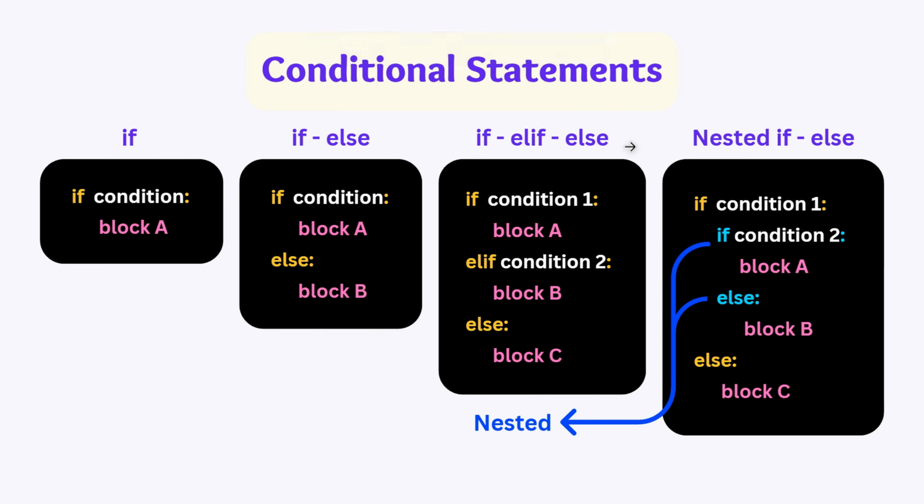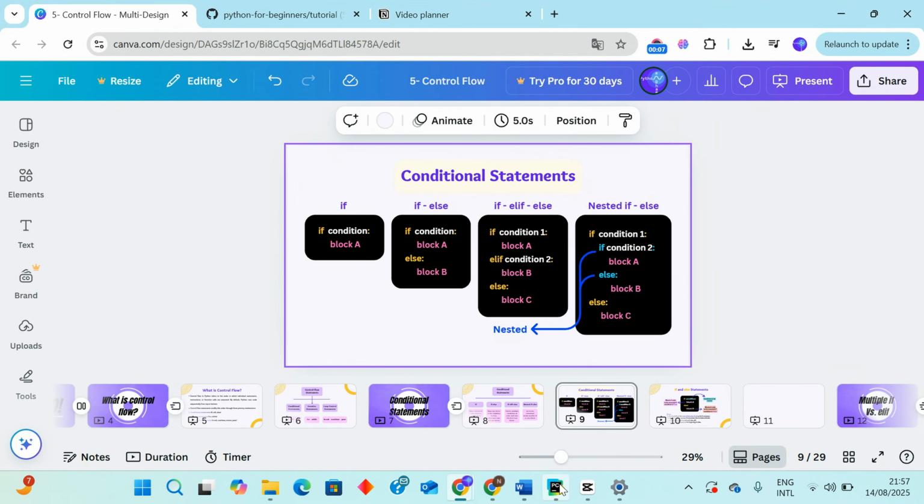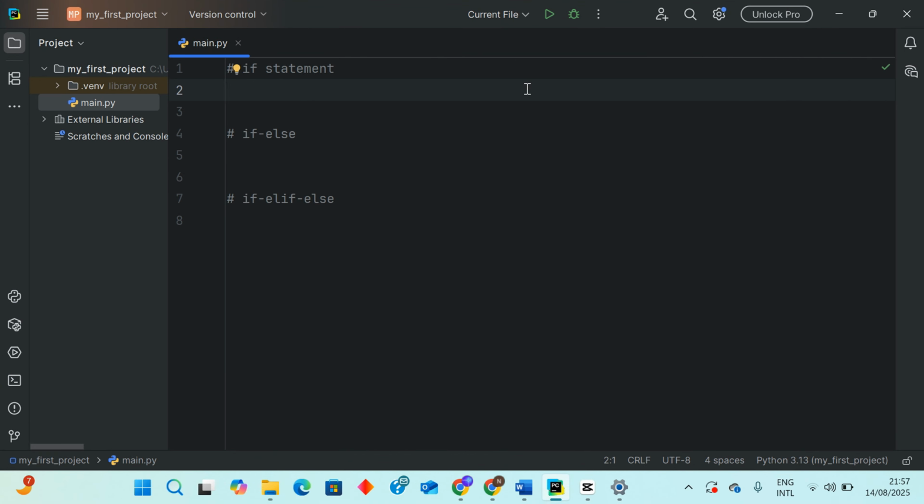With if, elif, else, we begin with if, then add one or more elif blocks for additional conditions, and an optional else block. Finally, we have nested if-else statements. This means placing one if-else inside another, allowing for more detailed decision-making. Now let's open PyCharm and see these conditional statements in action.